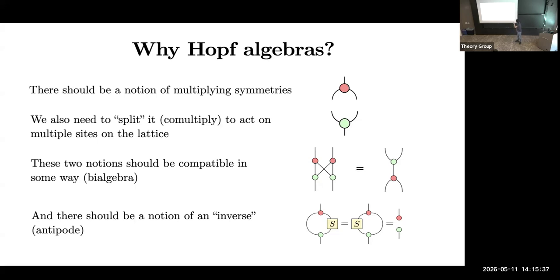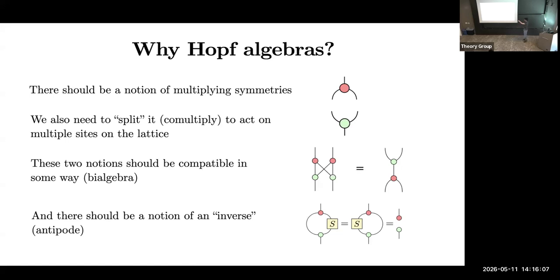So we're just going to take this as axioms in some sense: you have something you can use to multiply things together, and something you can use to split, or co-multiply, and these two things should have some compatibility conditions. For example, if I multiply two things and then I split it, it should be equivalent to first splitting them, and then multiplying each of them separately.